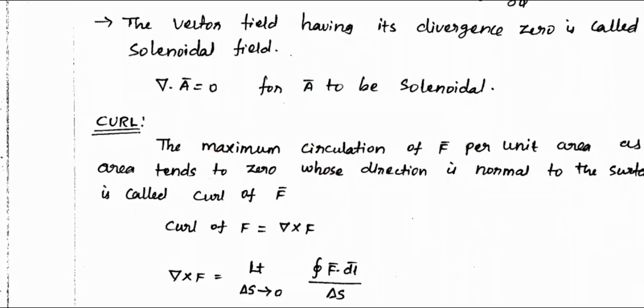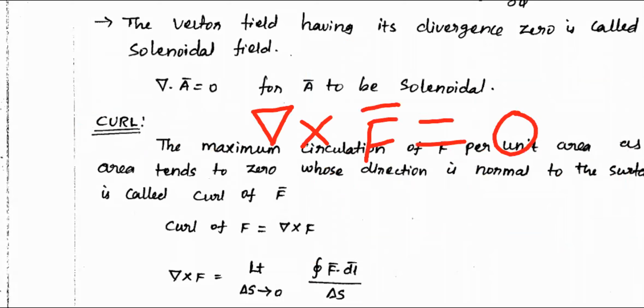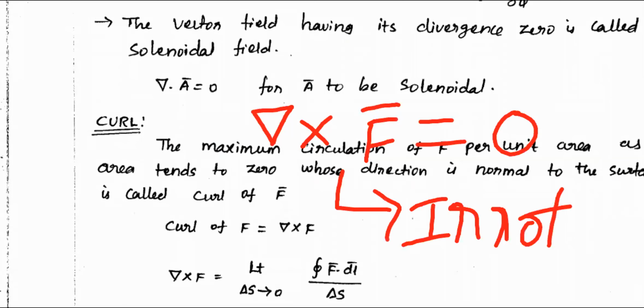Then if your curl is 0 for some function, that means it is not having any rotation. So what is the name for this? That particular vector is called an irrotational vector.